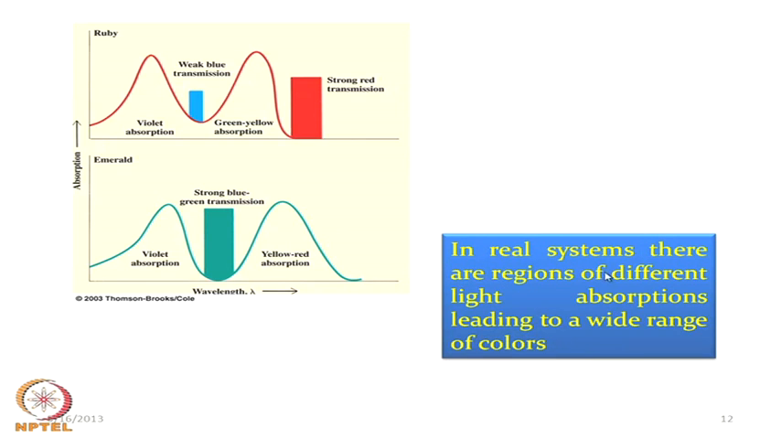So, in real systems like these high end gems and some minerals, there are regions of different light absorptions. So, there are multiple regions for light absorptions leading to a wide range of colors. So, color can vary from one range to another, and sometimes we get the hybrid color, the mix up color of these two ranges which are responsible for the corresponding transmissions.